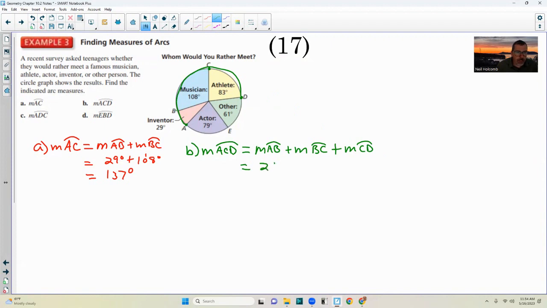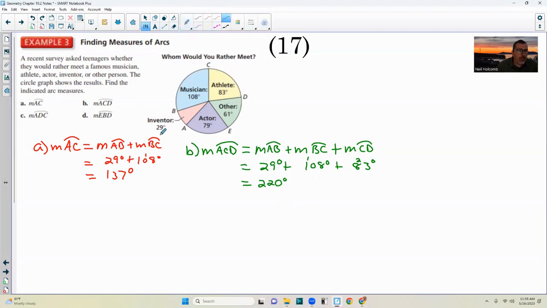Arc AB is 29 degrees. Arc BC is 108 degrees. And CD is 83 degrees. So the measure of arc ACD will be 29 plus 108 plus 83. 9 plus 8 is 17, and 3 is 20. Carry a 2. 2 plus 0 is 2, plus 8 is 10, plus 2 more is 12. Carry a 1, and that's going to give us 220 degrees. Okay, pretty simple here. Hopefully you're understanding this.